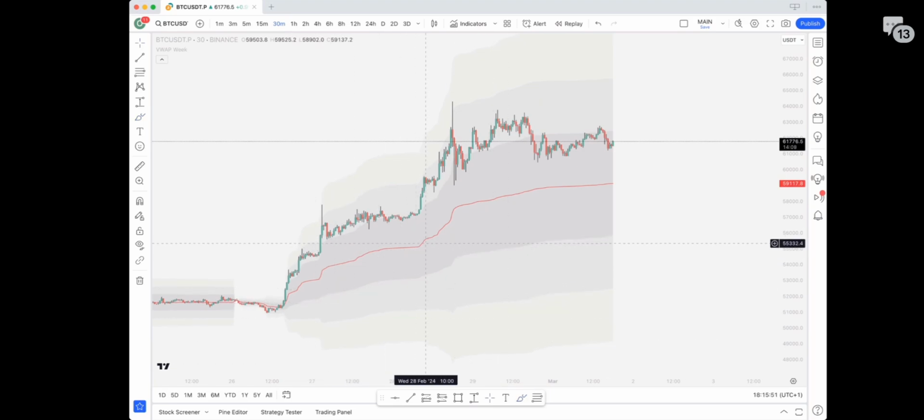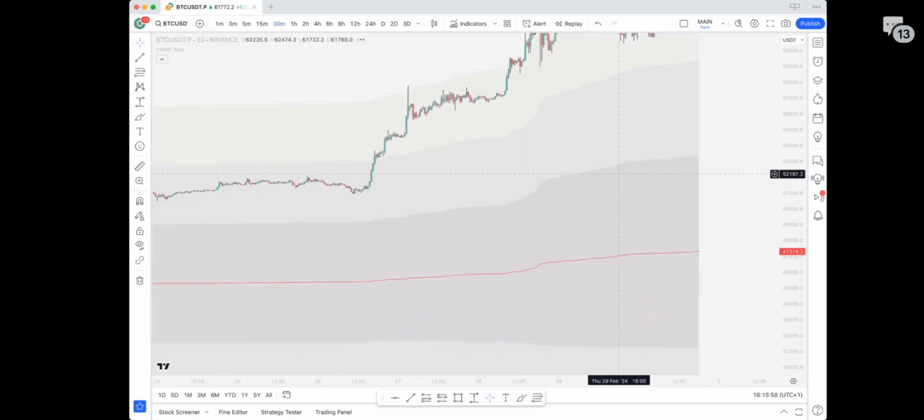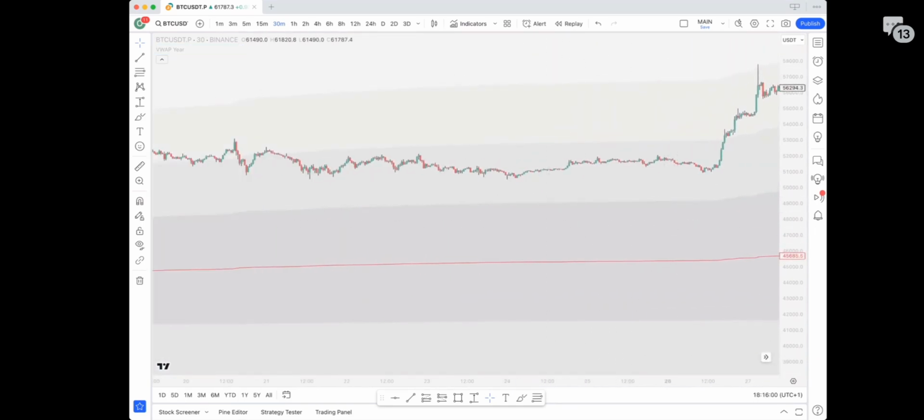Because if you were to use the yearly when you're on the 30-minute, you'll see that it's not very helpful because you see it's like almost completely flat, and you can't really determine any trend off this. So using an appropriate VWAP anchor period together with your time frame is key.